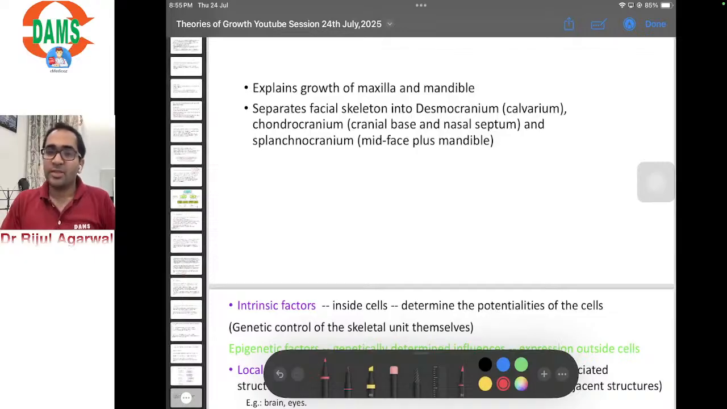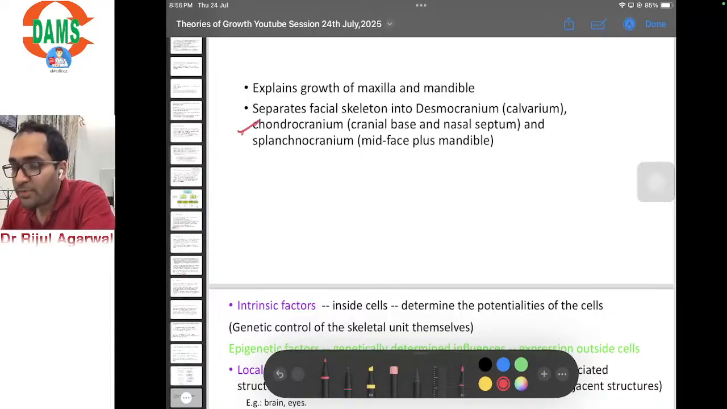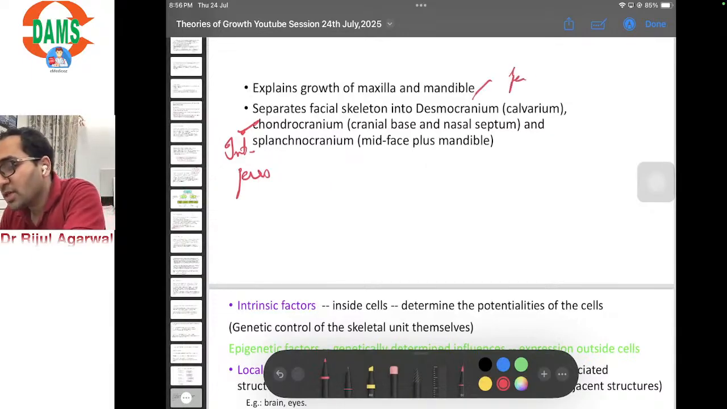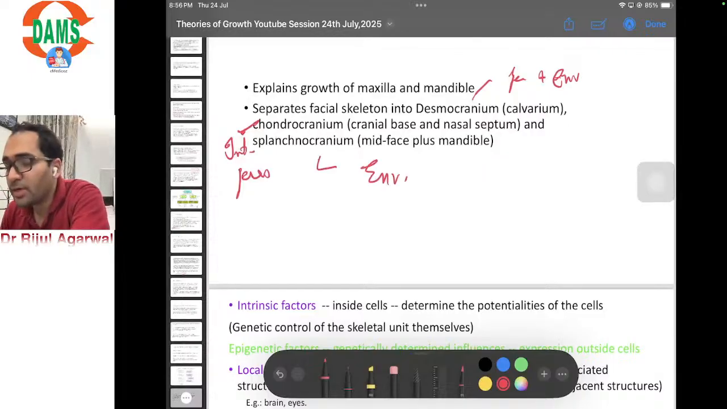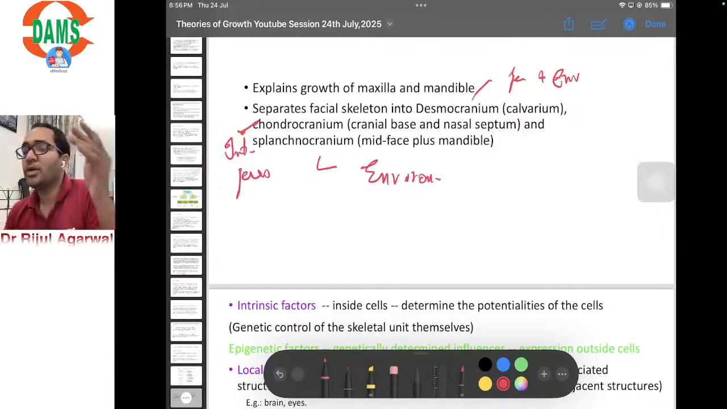As I was telling, it separates the facial skeleton into three parts: the desmocranium, the skull vault; the chondrocranium, that is the cranial base; and the splanchnocranium, that is the midface plus the mandible. So what does it say? Cranial base through internal genes, desmocranium genes plus environment, and splanchnocranium mostly environment. This was, broadly, a combination of all the three major theories which we have studied.